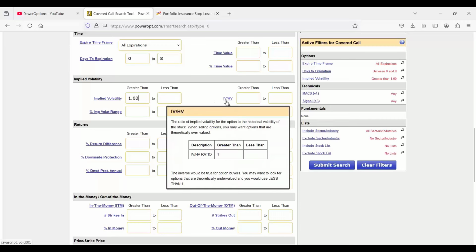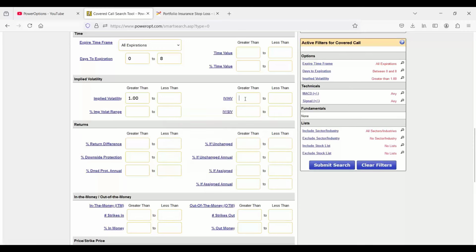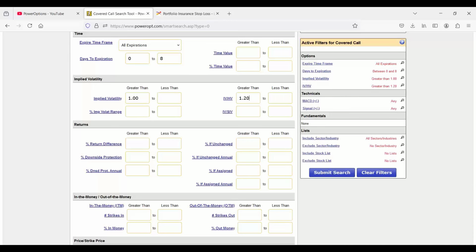Now, Terri, in this implied volatility factor, we also have the IV over HV. And this is the implied volatility of your option divided by the historical volatility of the stock, as a ratio. So if I want to see options where their implied volatility is at least 20% higher than their historical volatility, we'll just use a ratio of greater than 1.20, or greater than 1.2.